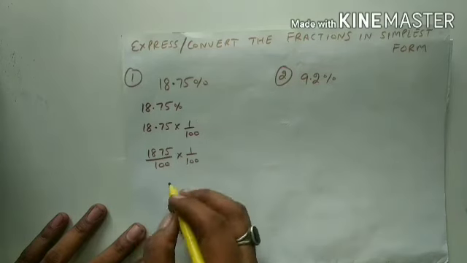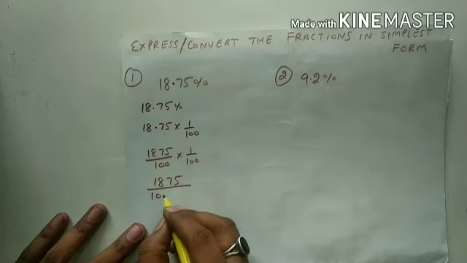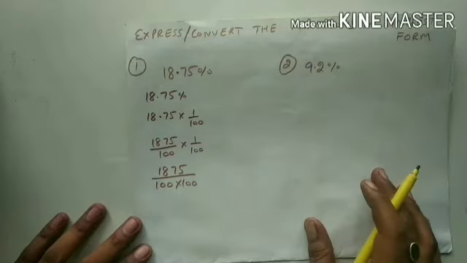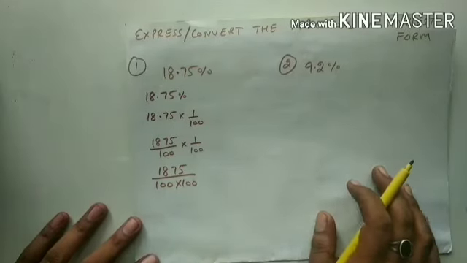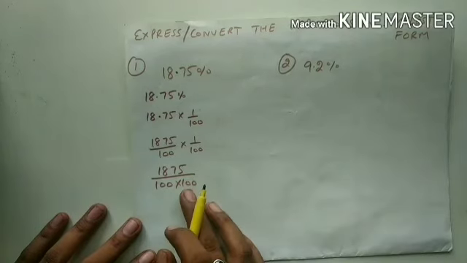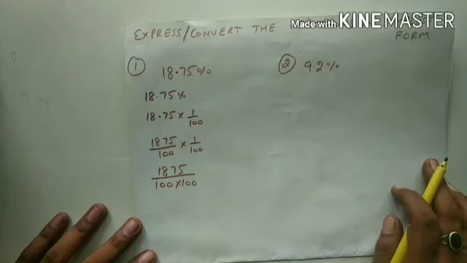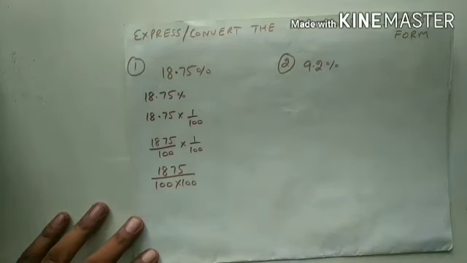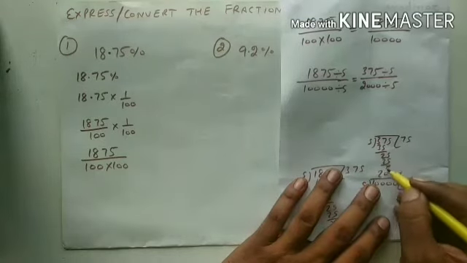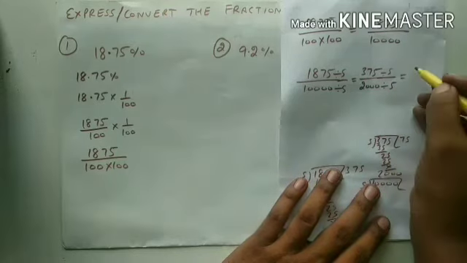Okay student. Now 1875 over 100 multiply 100. What you have to do now? You have to cancel with the common factor. Now you can see 100 is divisible by 5 and 1875 is also divisible by 5. Now 5 5s are 25. When I divide 375 by 5, the answer is 75.